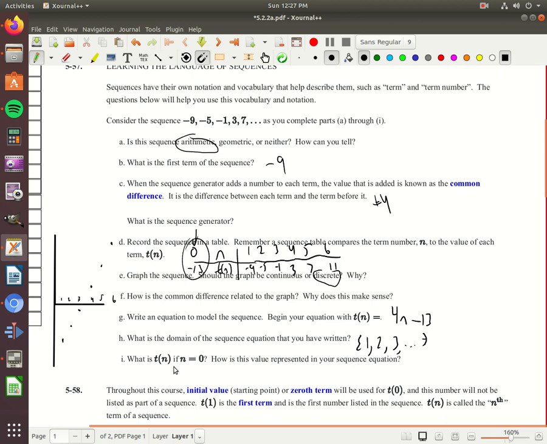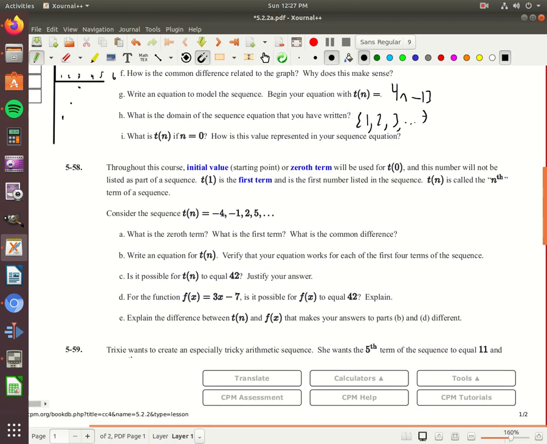And then it says, what is t of n if n equals 0? How is the value represented in your sequence equation? So, again, what is t of n? What's my output? Well, it's -13, right? But how is this value represented in your sequence equation? It's the starting point of the sequence, but it's not actually part of the sequence. So maybe a little bit confusing. We'll see some more examples of that.